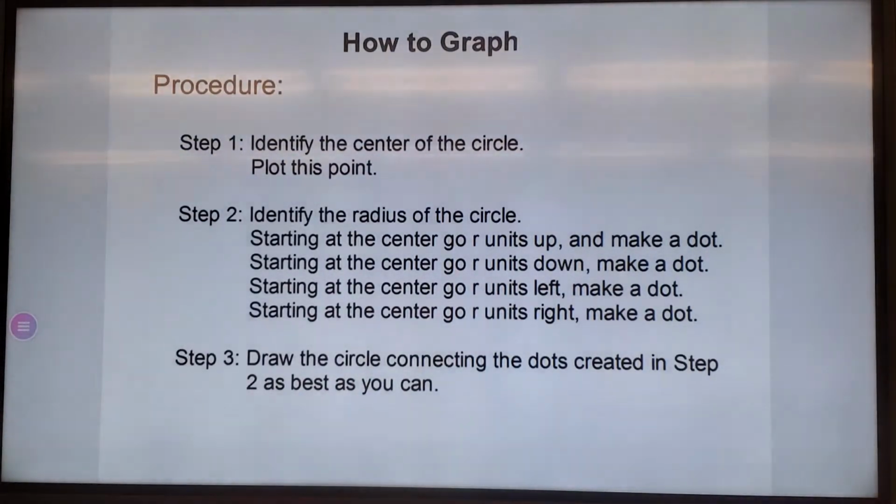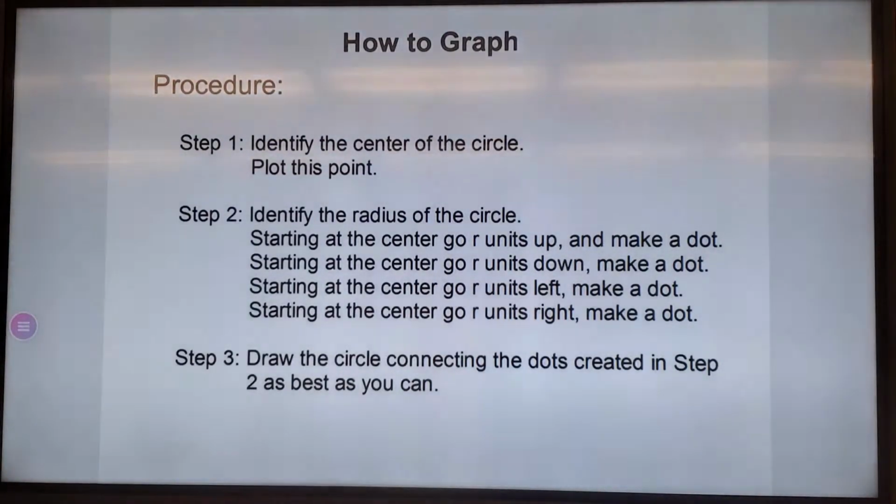Step two, then you're going to identify the radius of the circle. And when you identify the radius, you're going to go back to that center, and from that center, you're going to go up that many units and make a dot. Go back to the center, go down that many units and make a dot. Go back to the center, go left that many units and make a dot. Then go back to the center one last time, go to the right that many units and make another dot.